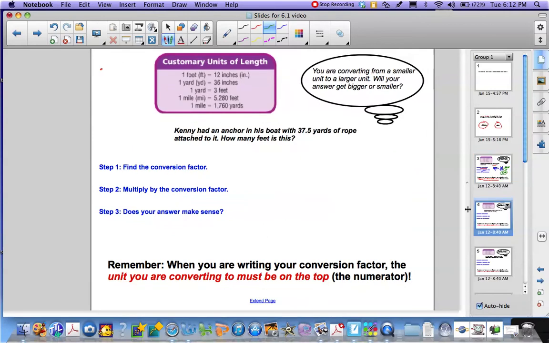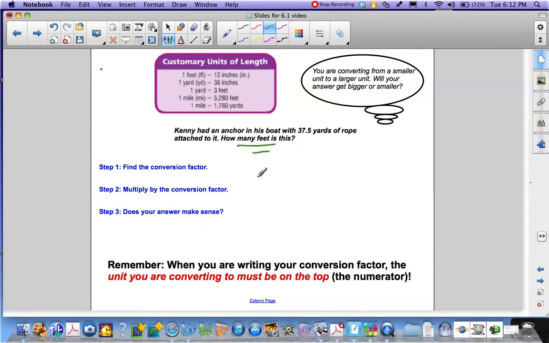Okay. In this example, Kenny had an anchor in his boat with 37.5 yards of rope attached to it. How many feet is this? And again, remember the trick right here, the unit you are converting to must be on the top. I'm converting to feet. There's 3 feet in 1 yard. Okay. Kenny had 37.5 yards.